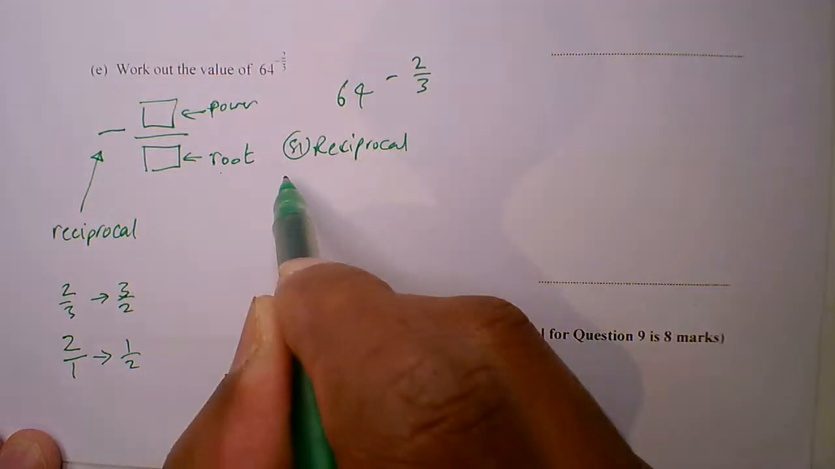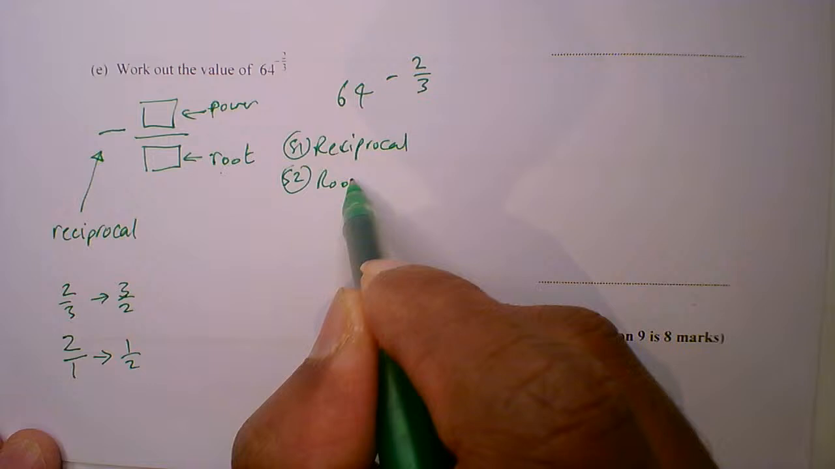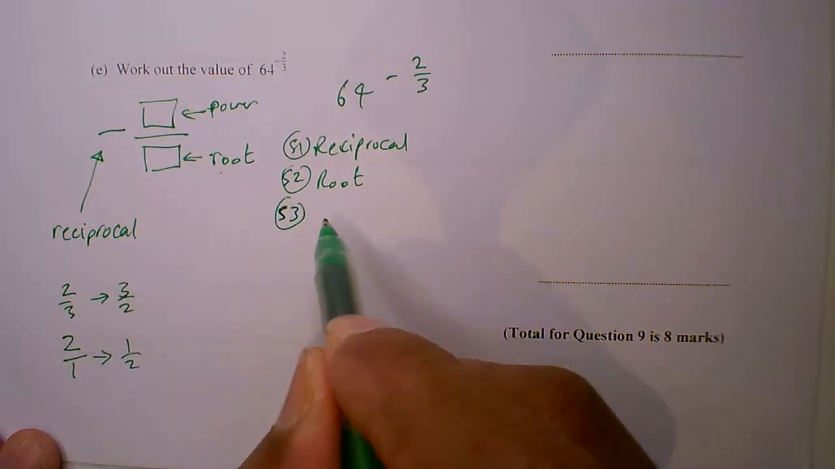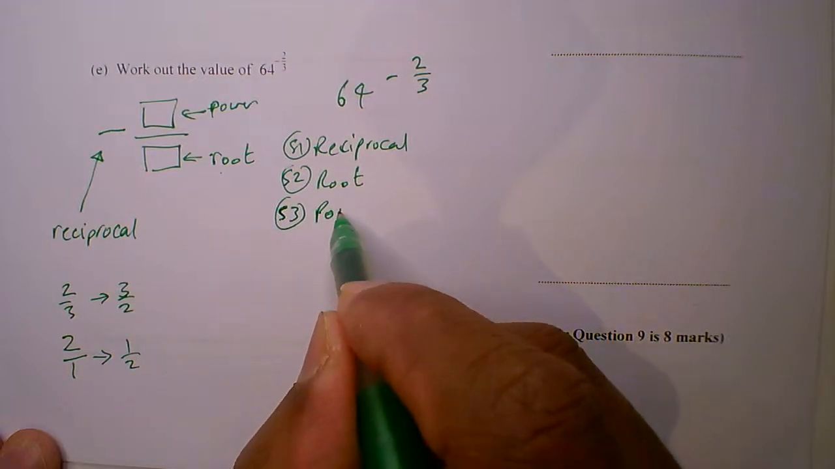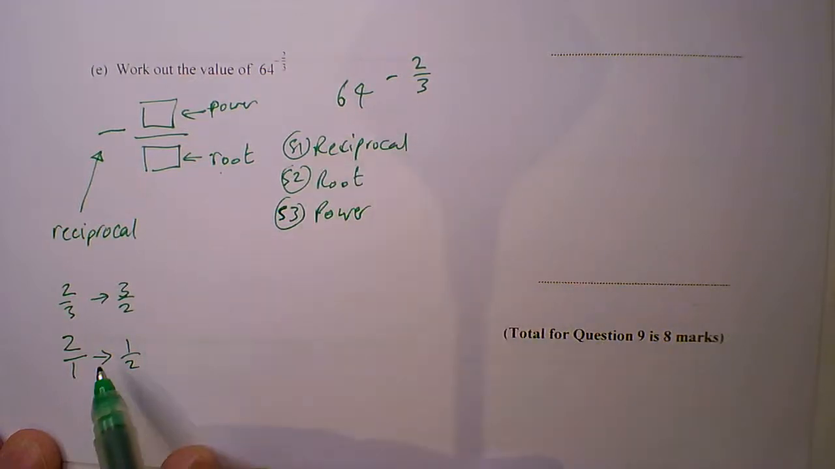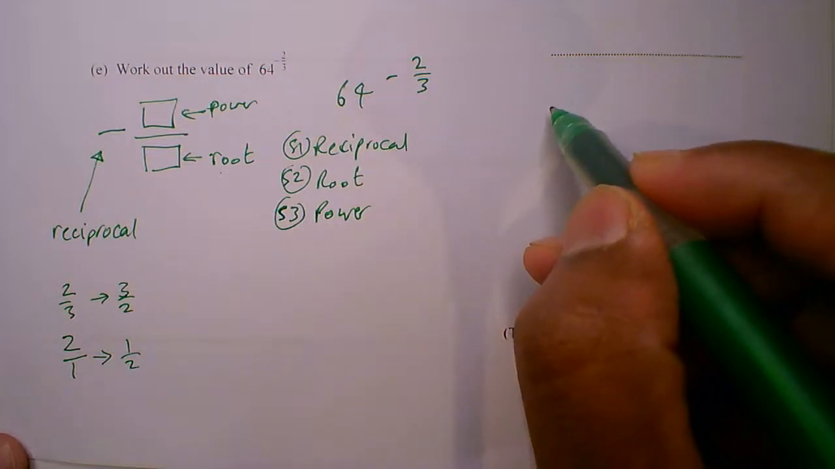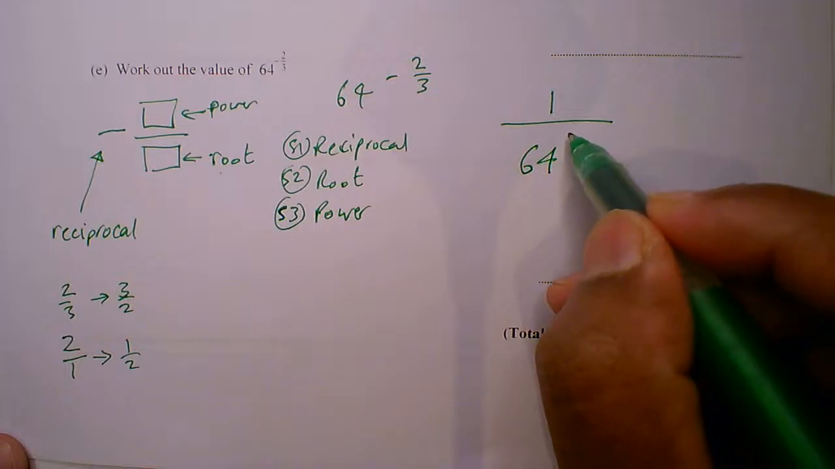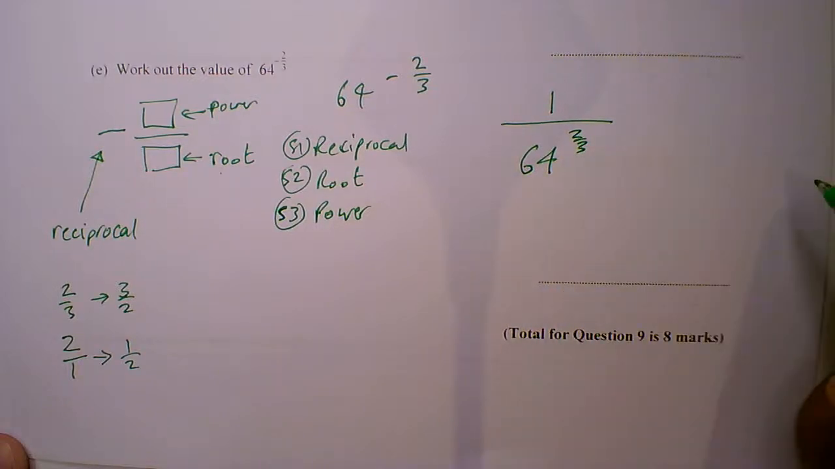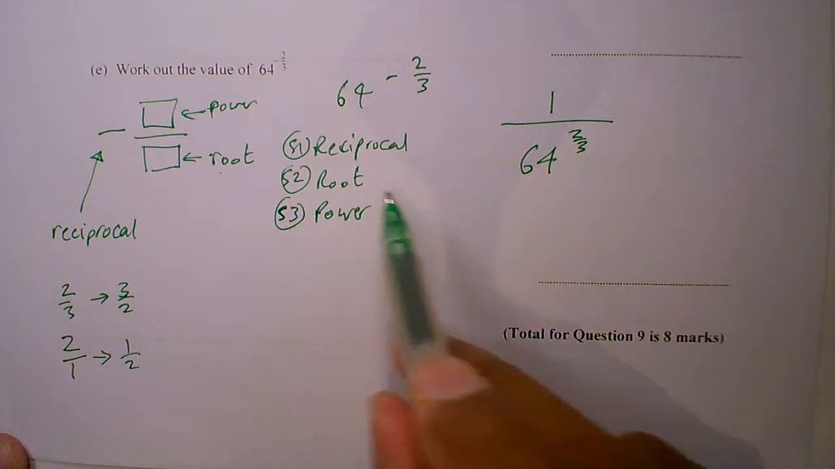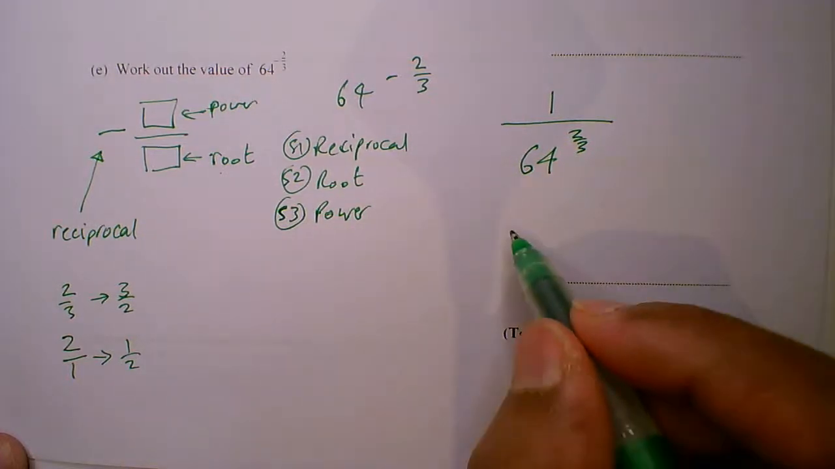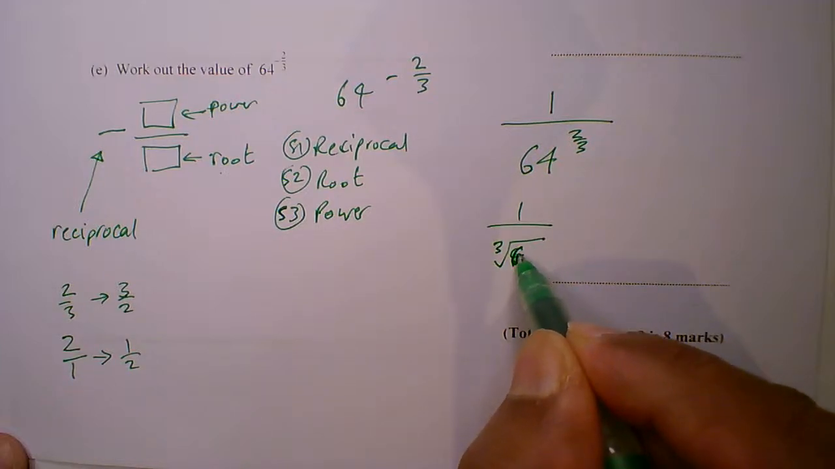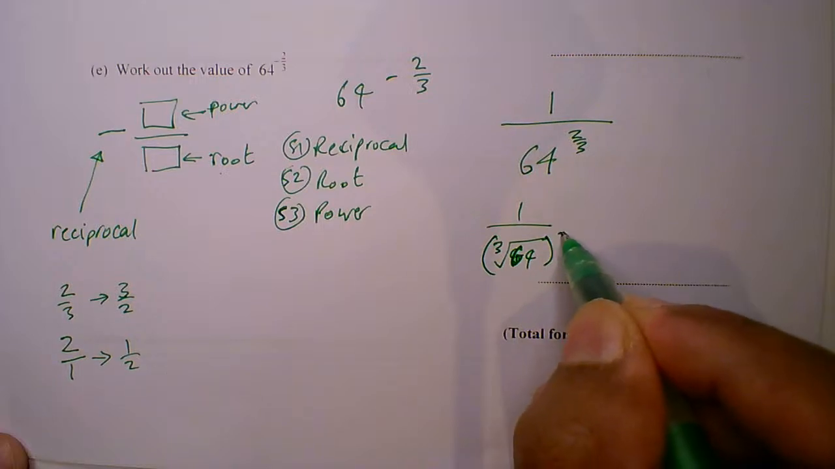Step 2 is the root, because it's always easier to make something smaller rather than make it big and then smaller. And then step 3 is we do the power. So 64 becomes 1 over 64 using that example. So this now becomes 1 all over 64 to the power 2 over 3. The negative has disappeared. The next thing we do is a root. This is 3, so it has to be the cube root. So 1 over the cube root of 64, then I raise it to the power 2.